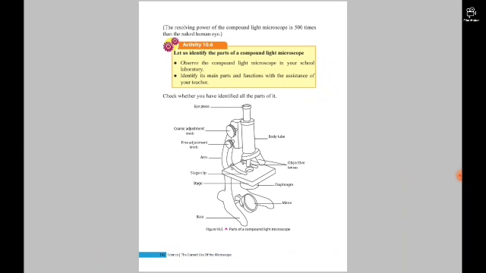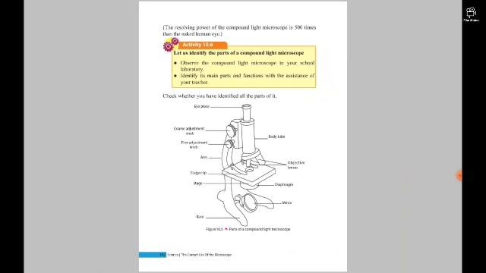The resolving power of a compound light microscope is 500 times that of the naked human eye. You have to remember that also. In the exam, there will be a question for you if you do not study.